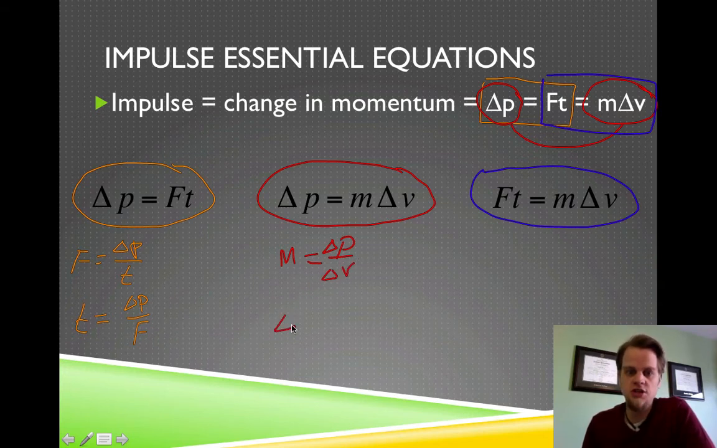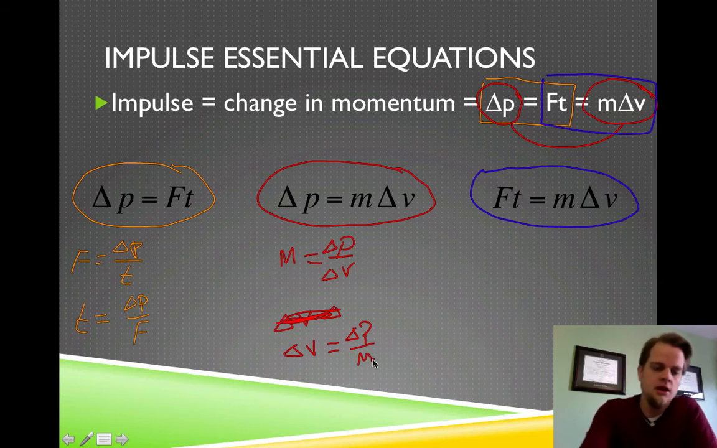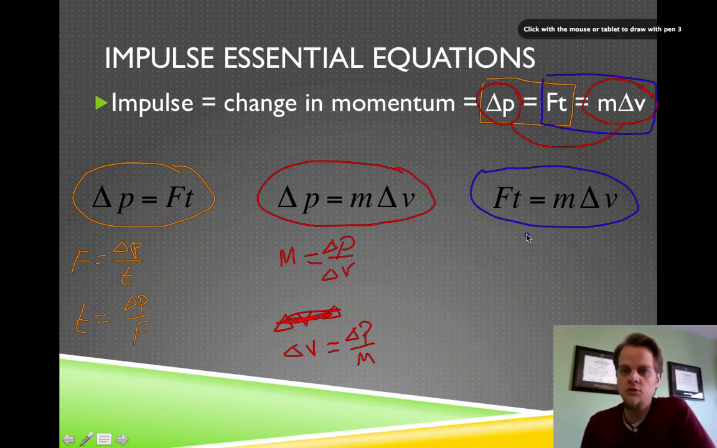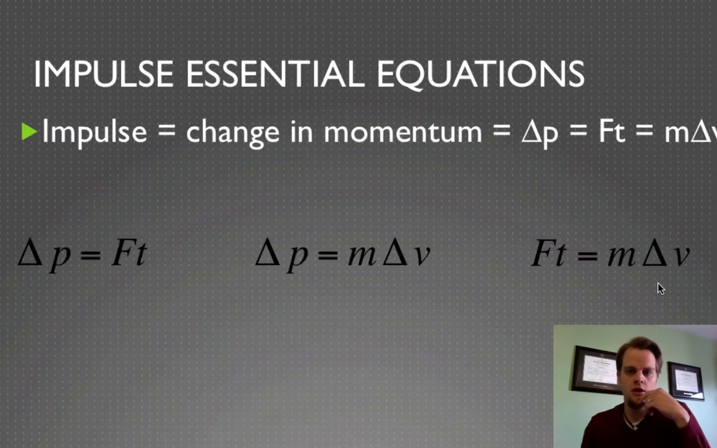What if you want to know the change in velocity? You want to know this guy right here. You divide both sides by m, and the velocity changed by however much the momentum was changed divided by how massive it is. Over here, there are lots of different flavors, but the idea is that the force that you apply times the time that you apply it is equal to the mass of the object and the change in velocity. They're all dependent.